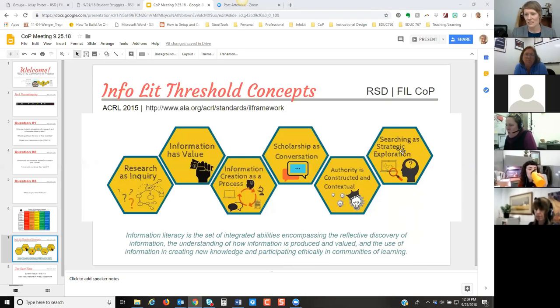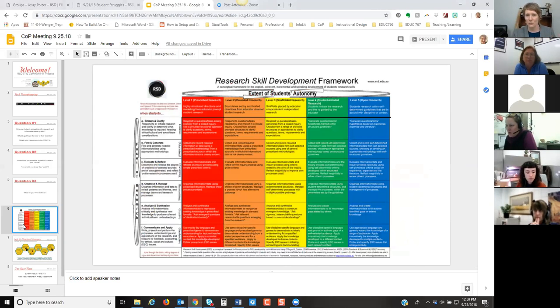I think Sylvia has done some of that too, playing around with showing students the RSD as a reflective tool or just using the RSD as a teaching reflective tool. I have done that.